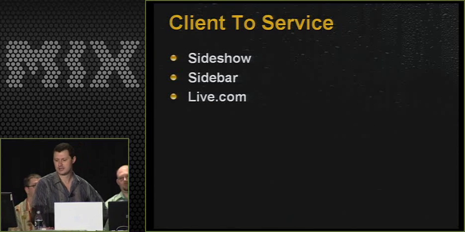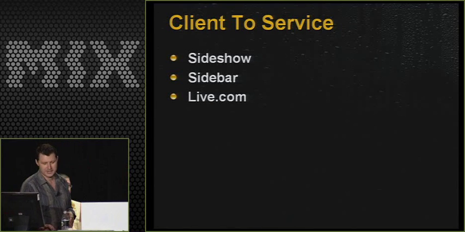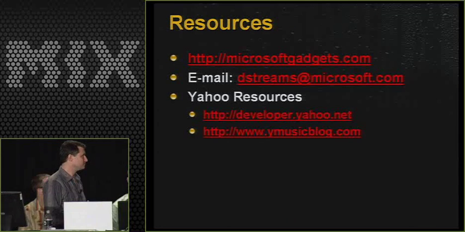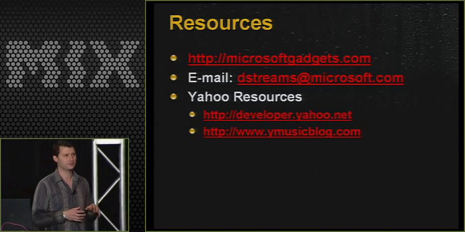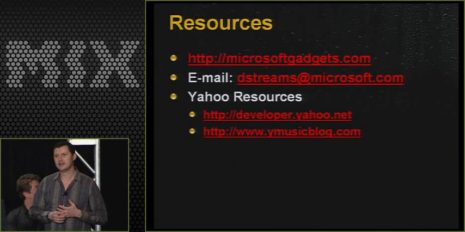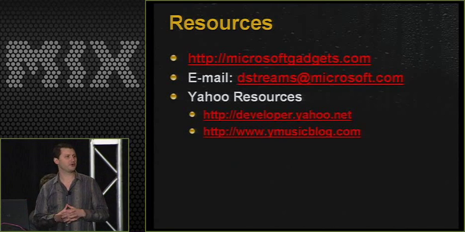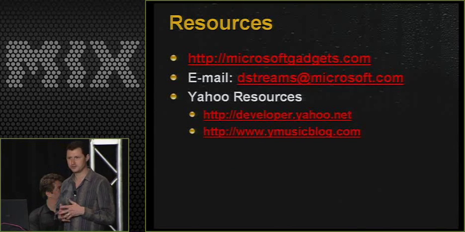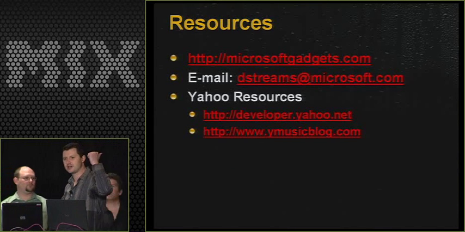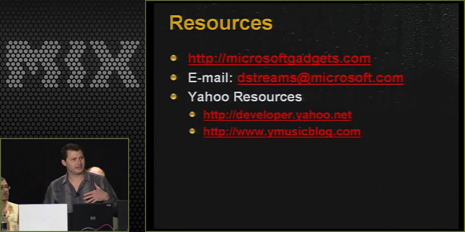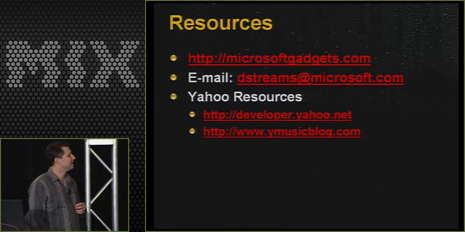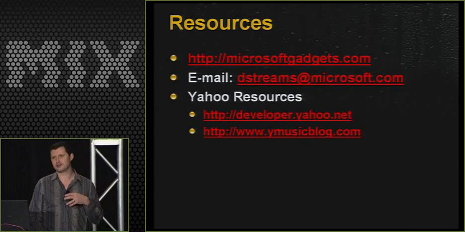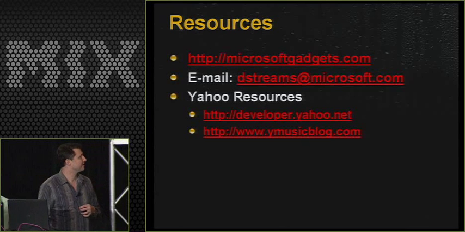So with that, in terms of next steps, we have a website, MicrosoftGadgets.com. That's a resource for us. We're posting some information. You've all gotten the February CTP version of Vista, which includes Sidebar. And we've posted some documents to that website that will go through our object model, so you can see all the methods and events and things that we expose. It also has some walkthroughs, so you can build a little Hello World gadget to get started.